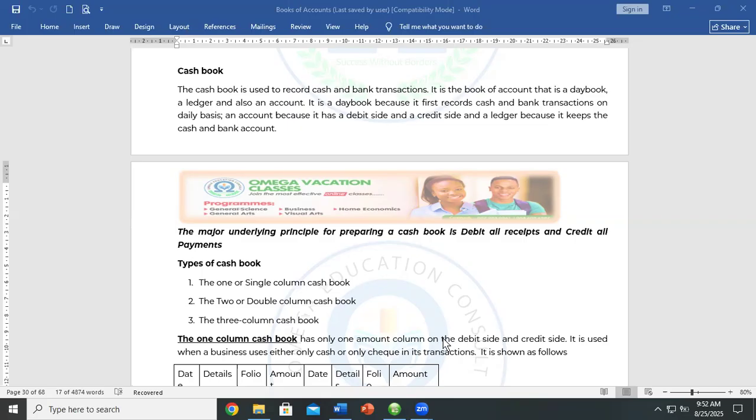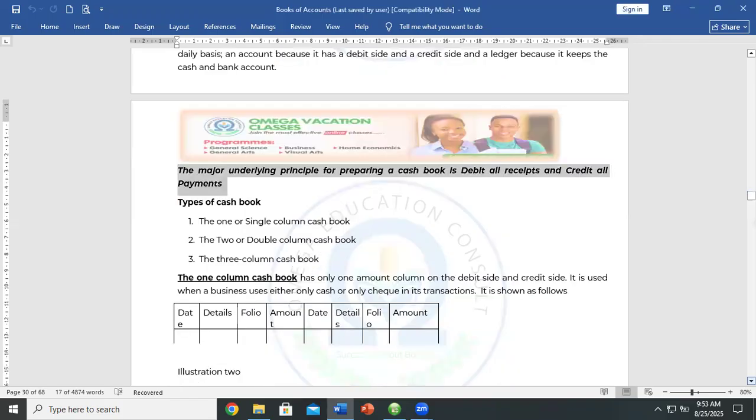Okay. The 1-column cash book has only one amount column on the debit side and credit side. It is used when a business uses either only cash or only check in each transaction. It is shown as follows. Thank you very much, Prof.